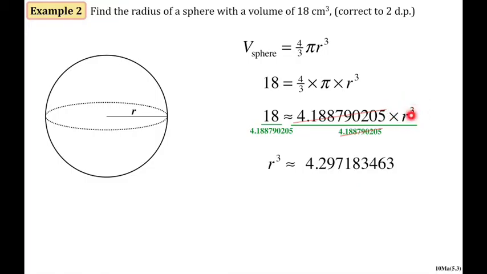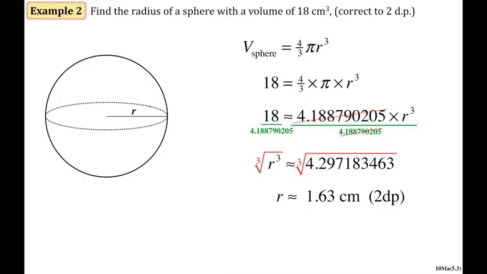I've just switched the r cubed over to the left side and the answer to the right side. That's okay. The way we undo to the power of 3 is use the cube root button. So we're going to take the cube root of both sides, and on your calculator the cube root of 4.297183463 is equal to about 1.63 if we go to 2 decimal places. Notice I didn't go to 2 decimal places early. I waited until I got to the answer. So there's the radius of my sphere. That's a much trickier question.